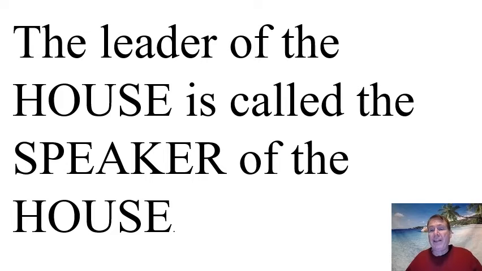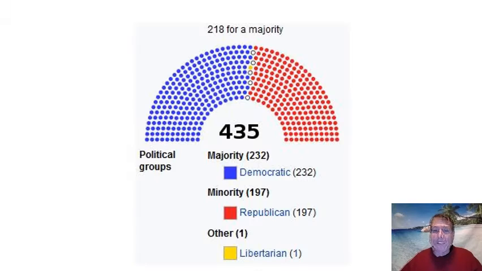So the current Speaker of the House is Nancy Pelosi, since the current House has more Democrats than it has Republicans.